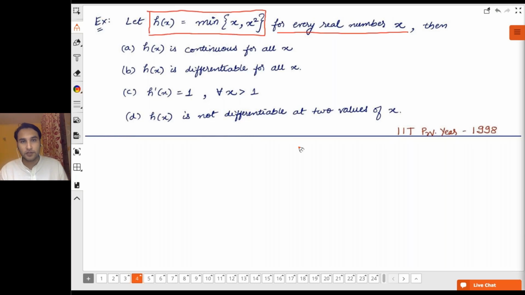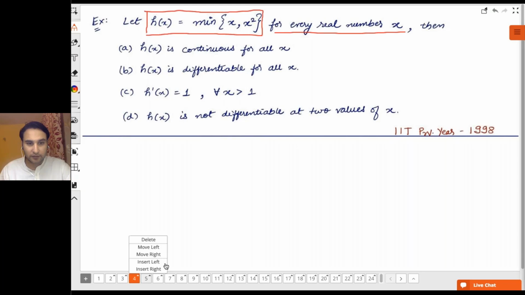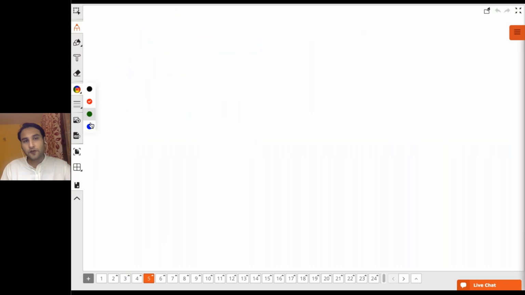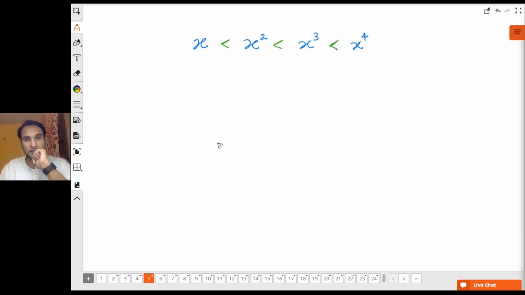What is this? What does it mean? Before that, let's try to understand a very important concept. Listen to this carefully. If I ask you which of these x or x square or x cube or x⁴ is greater, what will be your answer? Yes, the majority of you will answer that x to the power 4 will be greater than x to the power 3, which will be greater than x square, which will be greater than x.